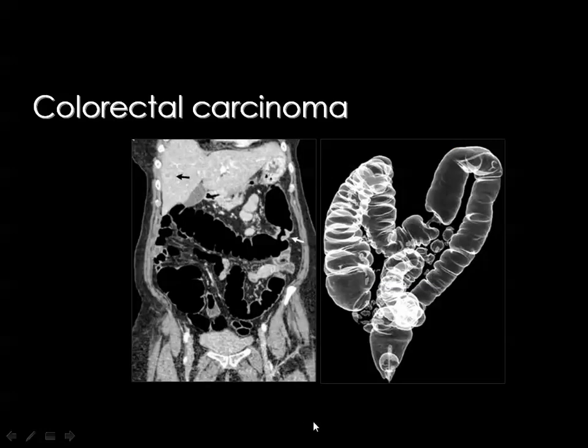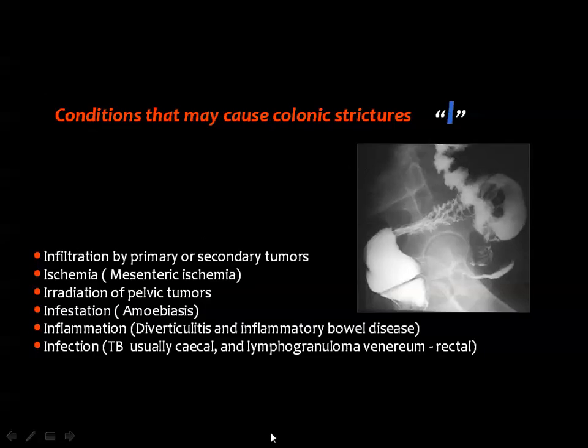Also, you can use virtual endoscopy and coronal reformatted images after injection of air into the colon, and you can see this narrowed segment of the transverse colon, and it can be seen here in this colonography image. You see the typical apple core configuration in the transverse colon. Then conditions, and this is collected from the internet, conditions that may cause colonic strictures, and they usually start with the letter I.